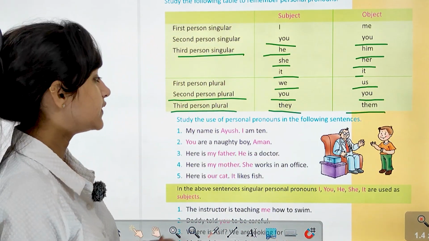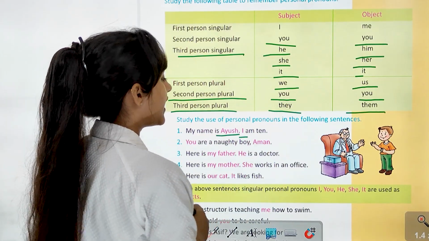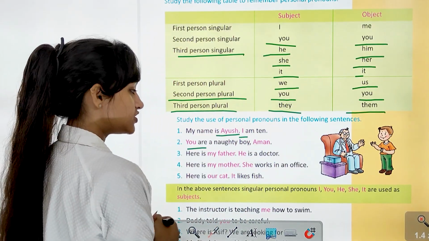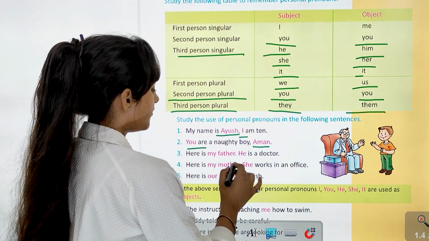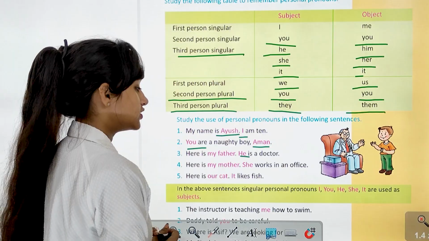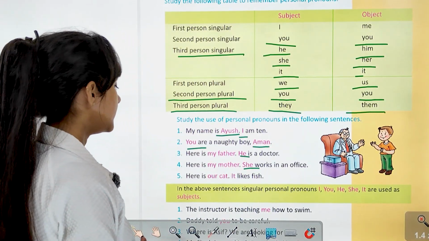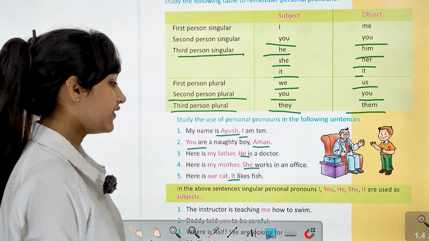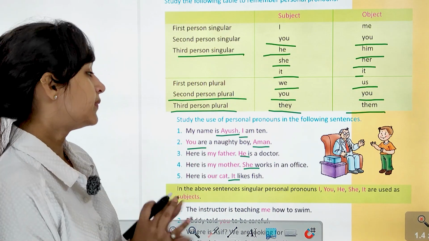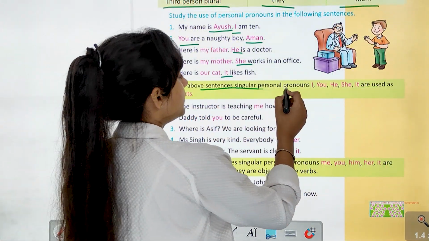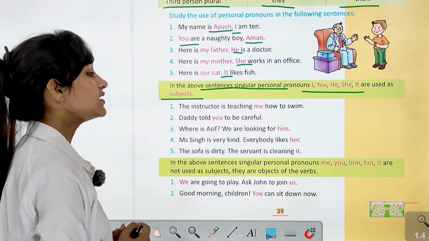Now study the use of personal pronouns in the following sentences. My name is Ayush. I am 10. You are a naughty boy, Aman. So I and you are the pronouns. Here is my father. He is a doctor. Here is my mother. She works in an office. Here is a cat. It likes fish. So I, you, he, she, it, what are they? They are the personal pronouns. In the above singular sentences, the personal pronouns I, you, he, she, it are used as subject.